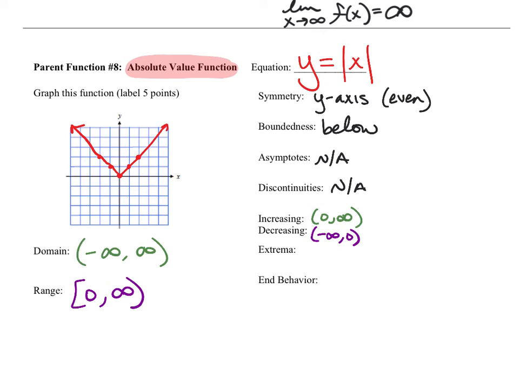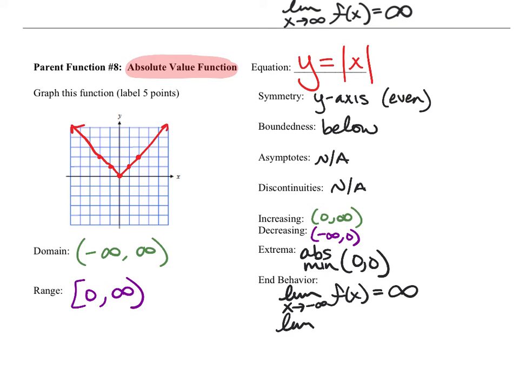Which means that we have an absolute minimum for our extrema, absolute minimum, at the point 0, 0. And our limit as x approaches negative infinity for this function goes up, so it's infinity. And the limit as x approaches positive infinity of f of x is also positive infinity, because both arrows at the end behavior are going up.